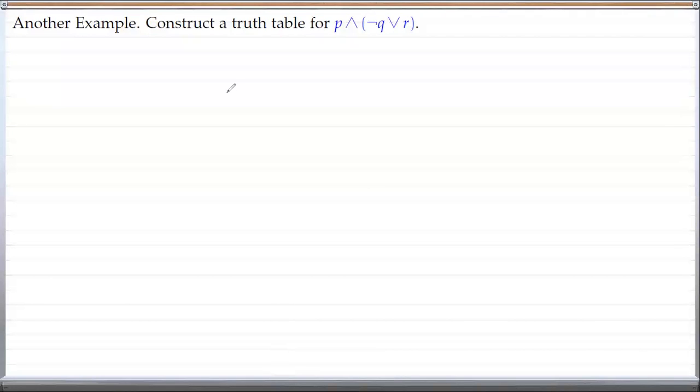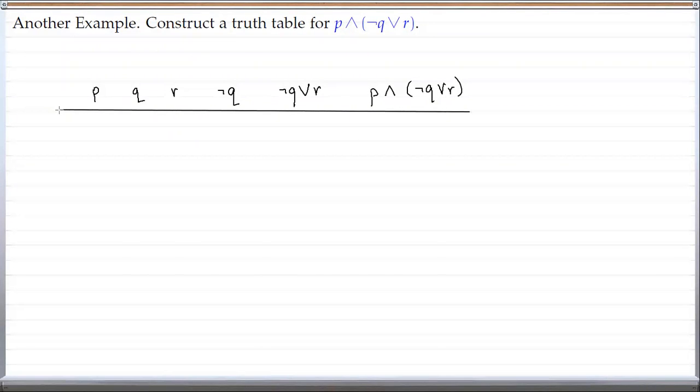Another example here. In this case, we have a combination of three statements, P, Q, and R. So let's start by putting columns for those three statements, P, Q, and R. Now in this expression, we need not Q, this part here, and then we need to calculate that part, which is not Q or R, and then we can combine that part with P so that we have the statement that is given to us. Now let me draw lines so that we have a table.